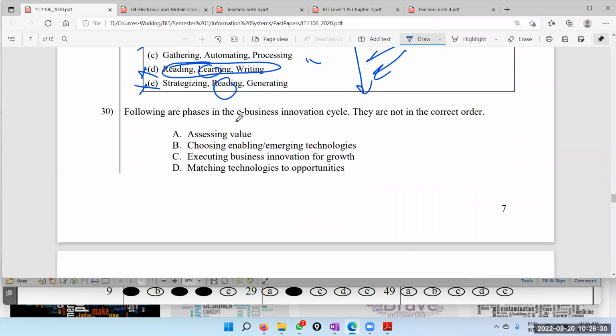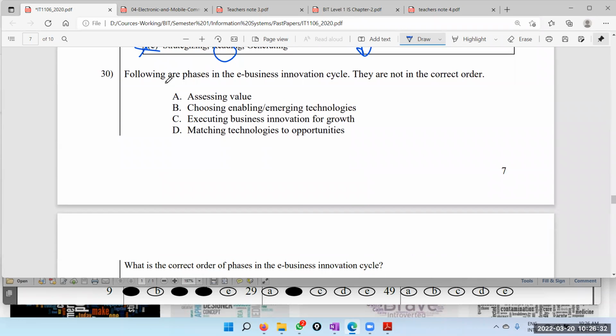Right, 30. Following are phases in the e-business innovation cycle. They are not in the correct order. Okay, so they are not in the correct order. They ask you to make it into order.